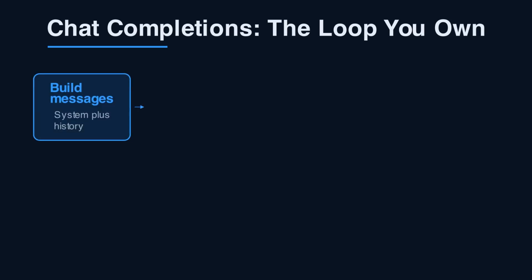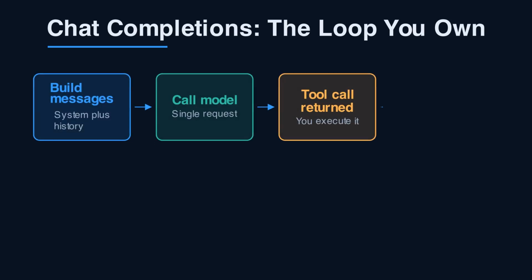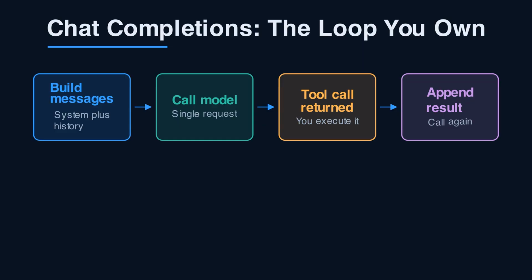Mechanically, Chat Completions is a single request and response. You build a messages list with roles, system, user, assistant, send it, and get back a completion. If you want tools, you define function schemas. The model returns a tool call. You execute it in your code, append the result as a tool message, and call again. That whole agent loop is yours to write.